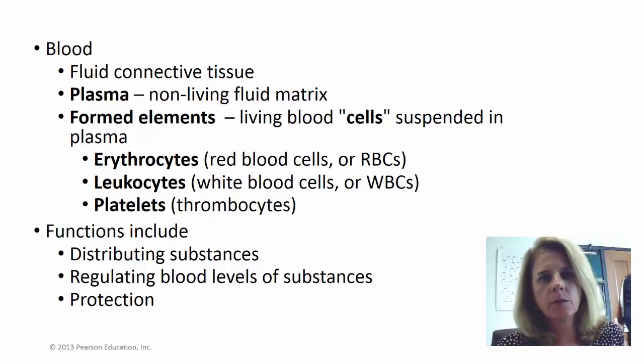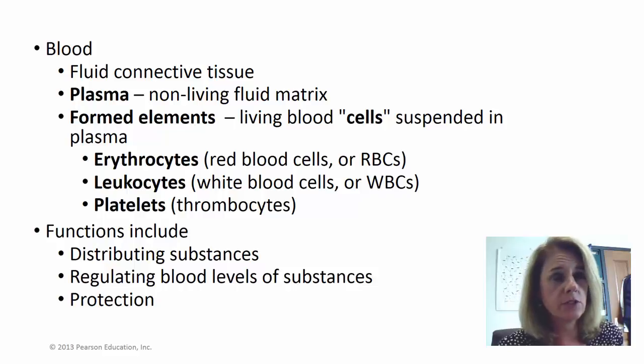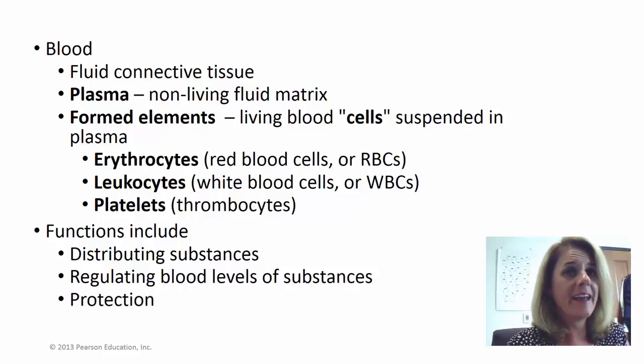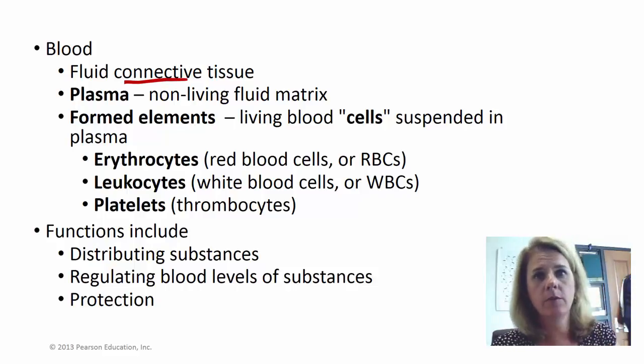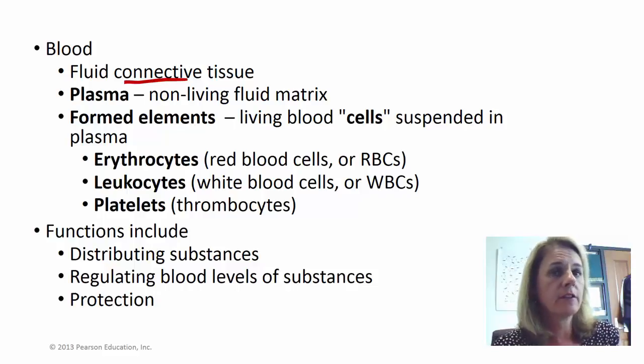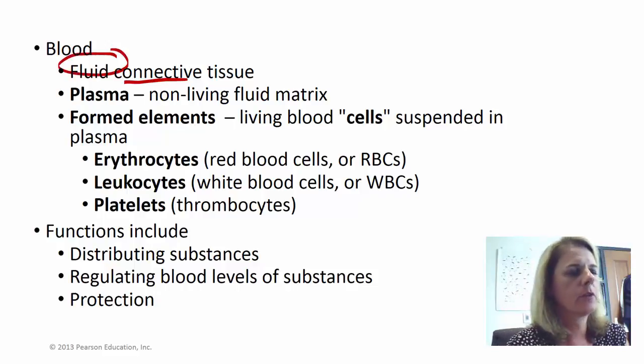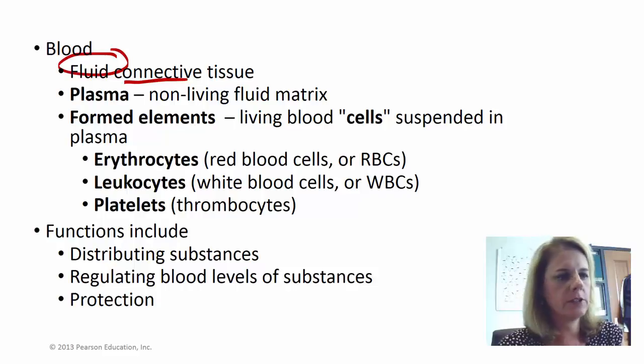Okay, so what is blood? Thinking back to what you've learned in previous A&P courses, we learned about different types of tissue, and blood is a connective tissue. Remember the connective tissues like bone and fat, dense irregular, parts of the skin. Blood is the fluid connective tissue, whereas bone would be the solid connective tissue.